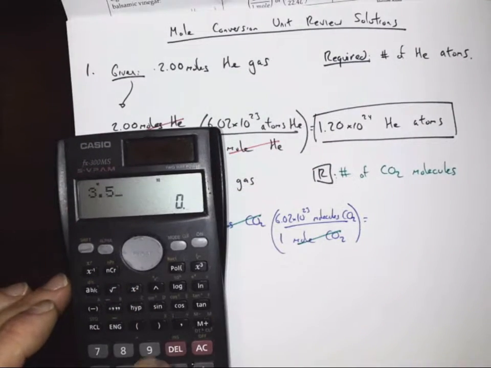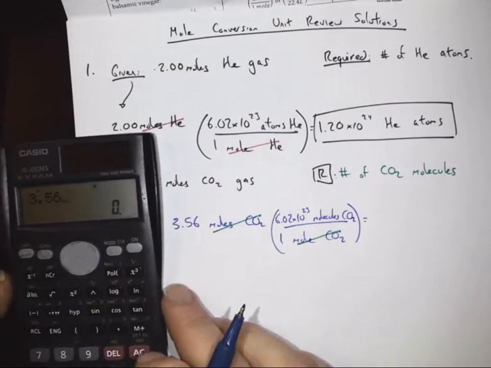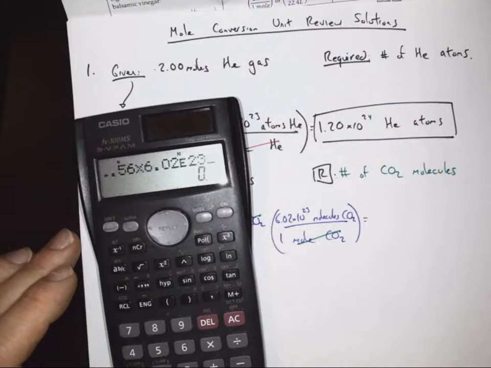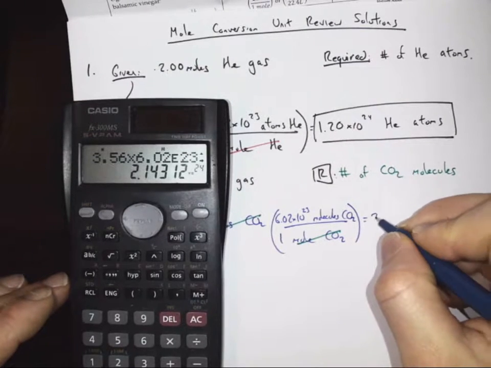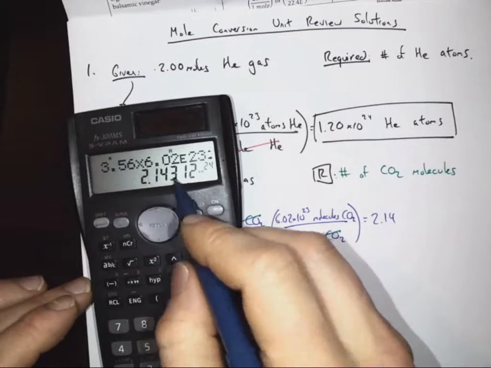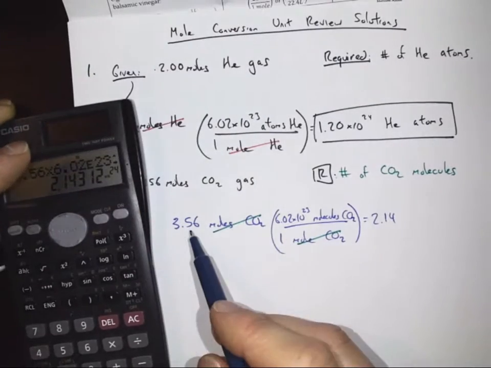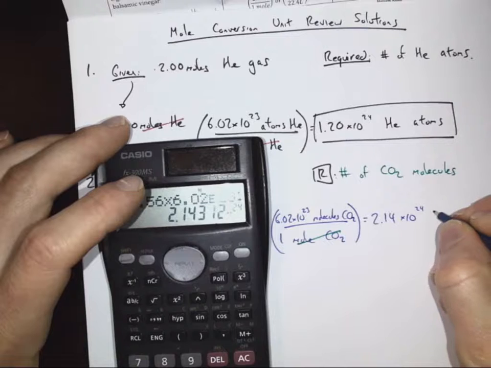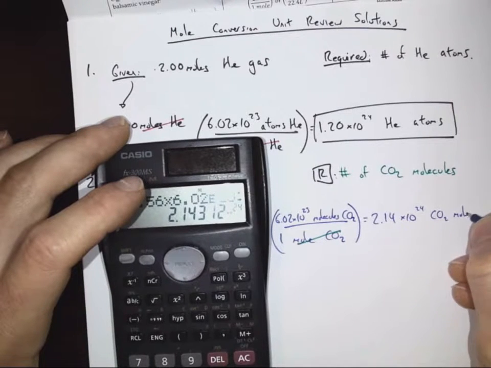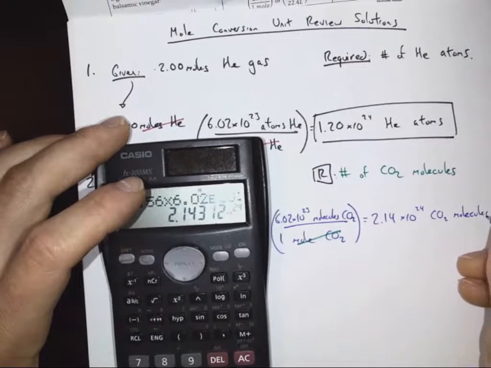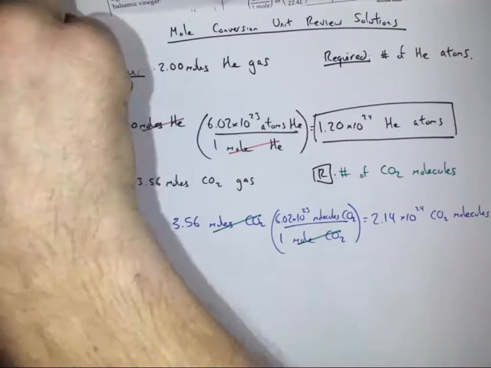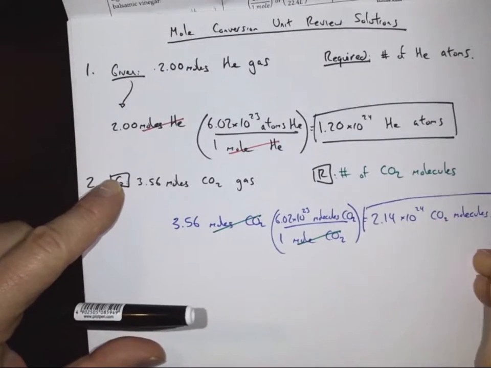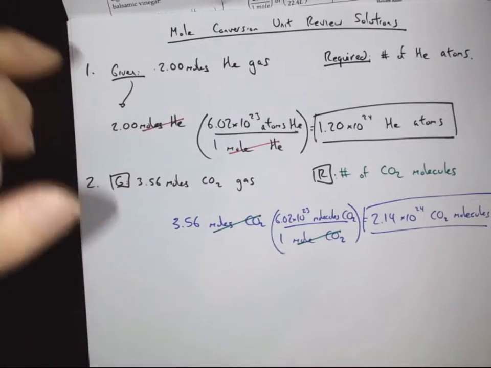So I'm kind of rushing through this one because I feel like we went over a really similar example in question 1. And so then we got 2.14, 3 sig figs, because again we had 3 sig figs here and 3 sig figs here, times 10 to the 24 carbon dioxide molecules. Okay. Now, we should put a box around that, but then recognize we actually had a little bit more to this question.